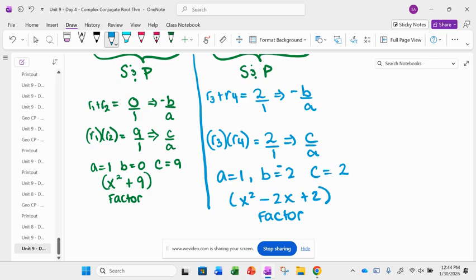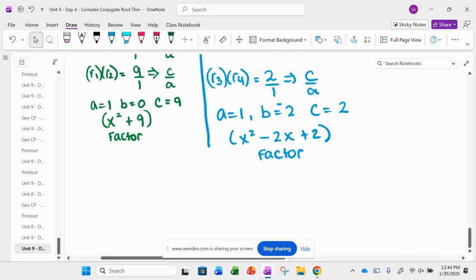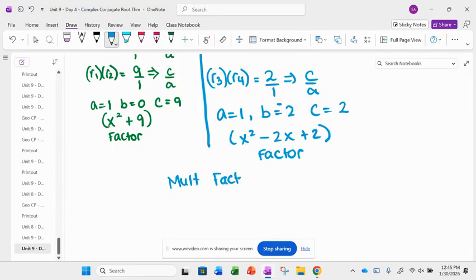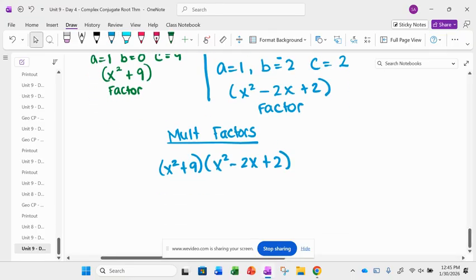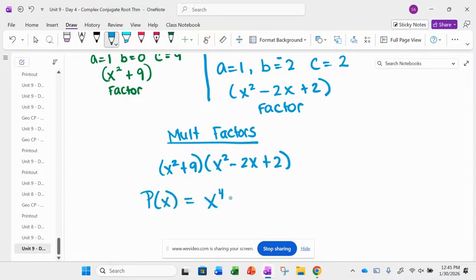And what should I do? Multiply together now. Multiply the factors. So I have x squared plus 9 times x squared minus 2x plus 2. If we multiply these together, we are going to get the polynomial function p of x equals x to the fourth minus 2x cubed minus 7x squared minus 18x minus 18.